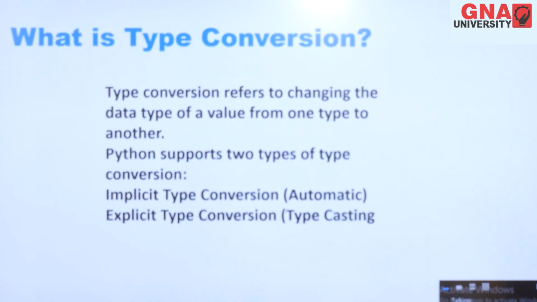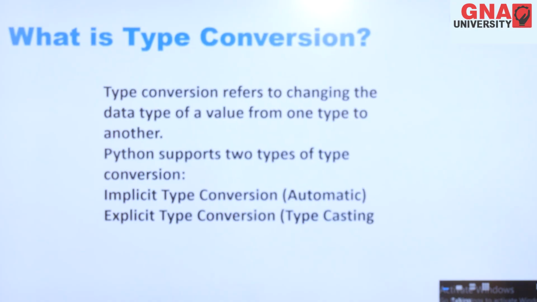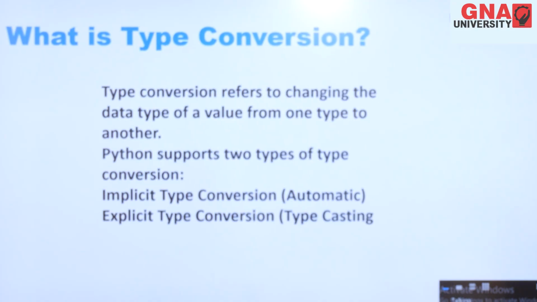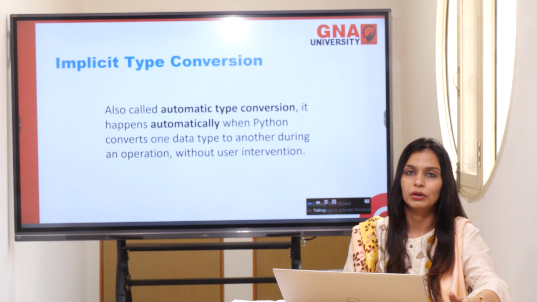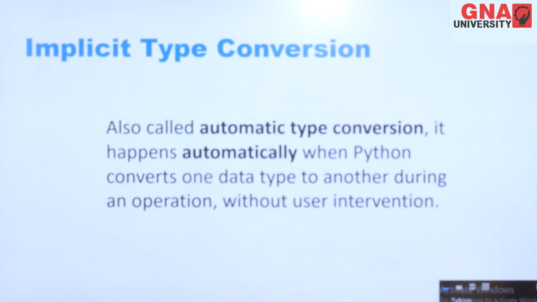Now, implicit type conversion is also called automatic type conversion. It happens automatically when Python converts one data type to another during the operation. Like if a equals to 10, b equals to 20, and we print the value of a plus b, we will get the result 30 over here. That will be an integer. This type of conversion is called implicit type conversion.